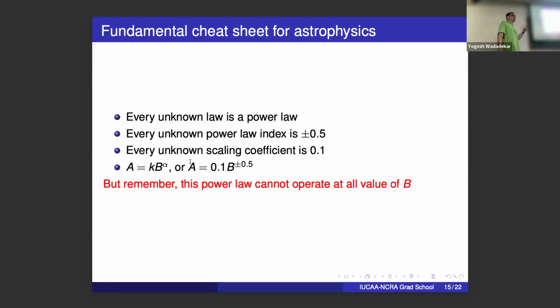Of course, the underlying physics of it may be complicated. You may want to figure out why you are getting that particular power law index that you're getting. Power law index is not, of course, 0.5 in all cases. It can be -3, it can be -5, it could be anything else.